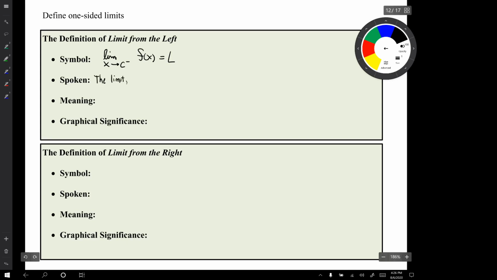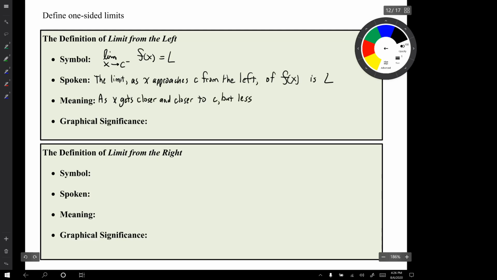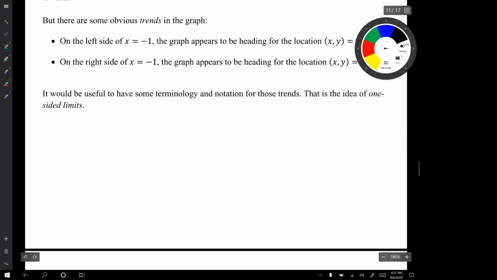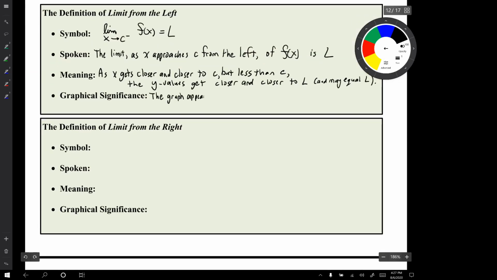This is spoken: the limit as x approaches c from the left of f of x is L. What does it mean? Well, it means what I just said in words a little bit ago, but here I'll write it out. As x gets closer and closer to c, but less than c, the y values get closer and closer to L, and they may actually equal L. And the graphical significance is what we said up here. So I'll write that out. The graph appears to be heading for the location (x, y) equals (c, L) from the left.